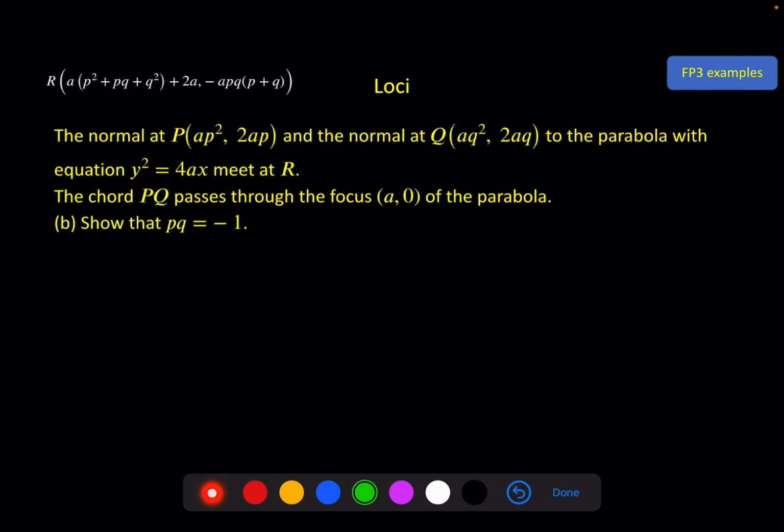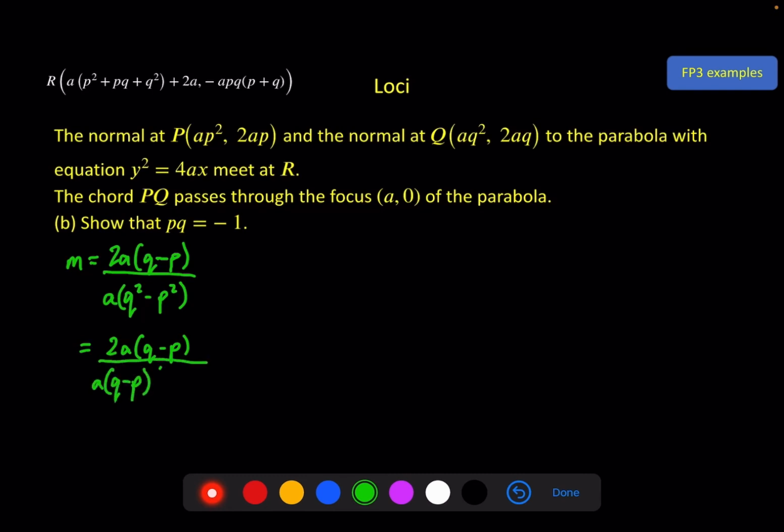So let's go for it. The gradient: 2aq - 2ap is this, divided by a(q² - p²) is this. And here we can apply another sneaky trick, one that you should be more familiar with, because in the denominator there we have the difference of two squares. So we're going to have (q - p)(q + p). So not only the a, but also this bracket can cancel, gives us 2 over (q + p) for the gradient of this chord.